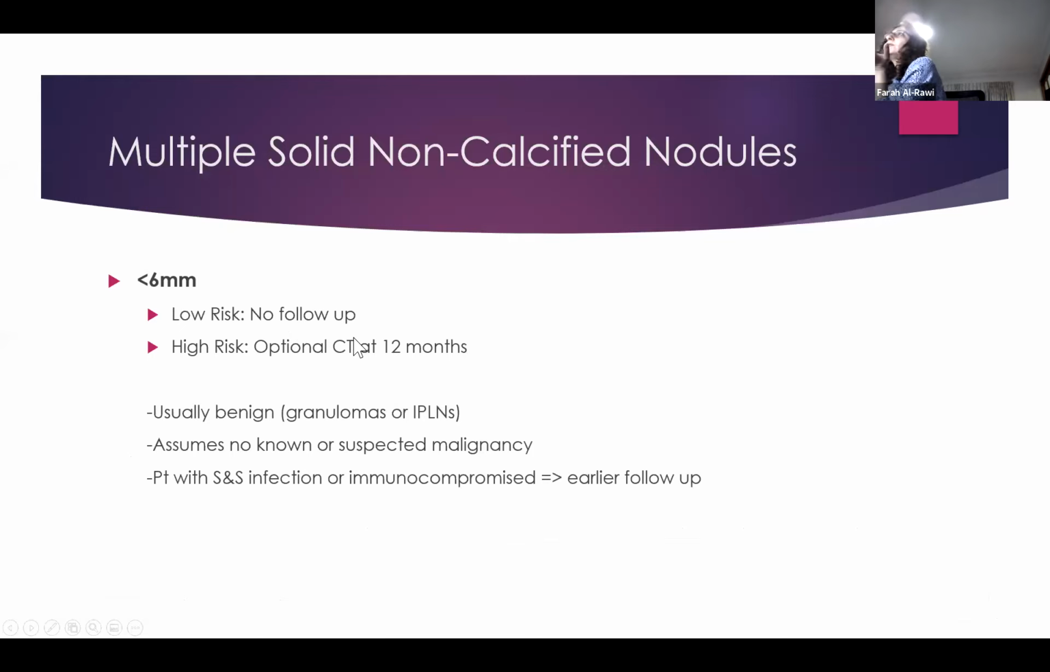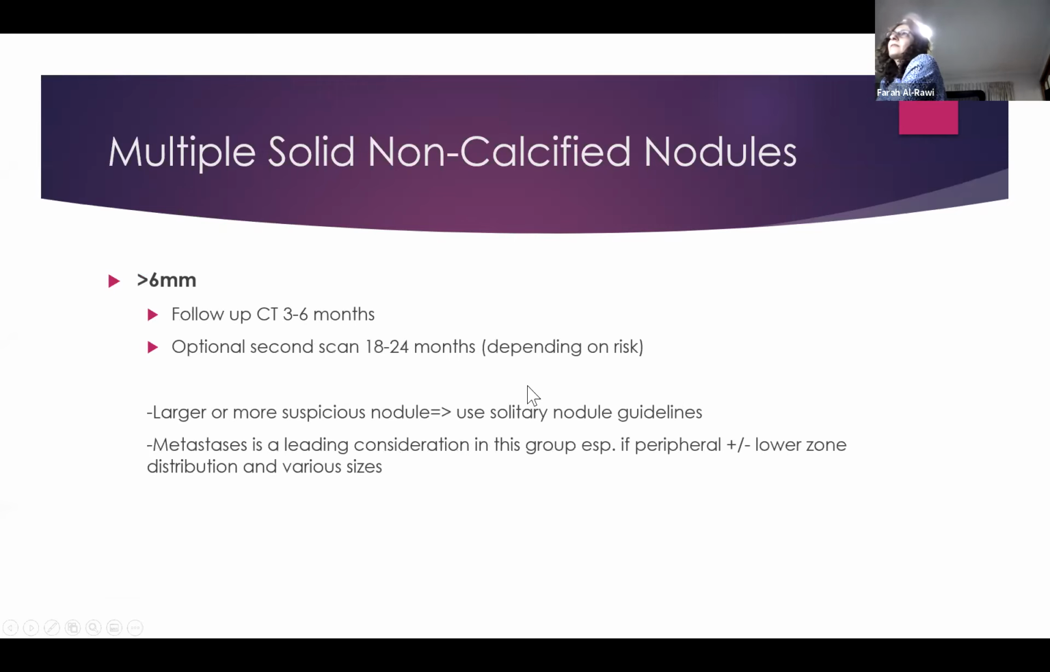When we have multiple nodules that are non-calcified, again, if they're small, they're most likely going to be granulomas, and we do not need to follow them up. Or if the patient is at a higher risk or anxious, then we can do a follow-up CT, which is optional, at 12 months. If they're more than 6 millimeters, then we do a CT at 3 to 6 months. And if they're still there, then we can do another one in the following year.